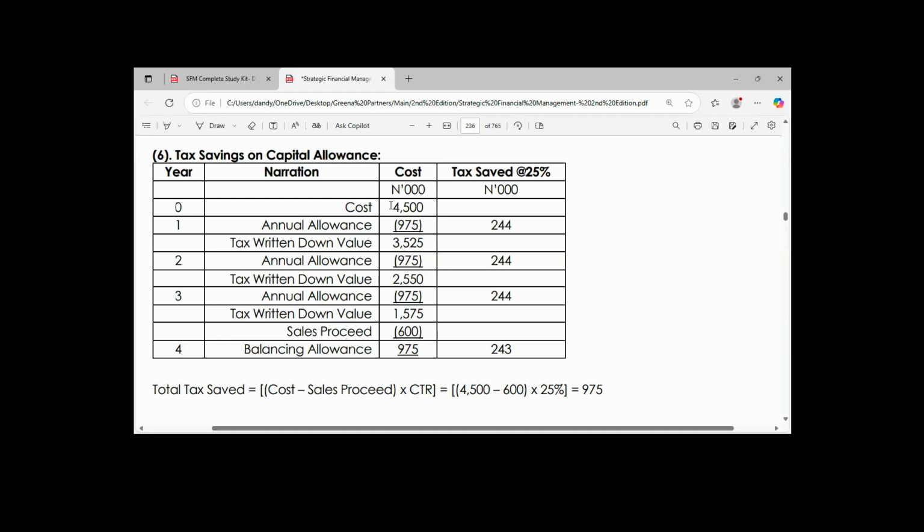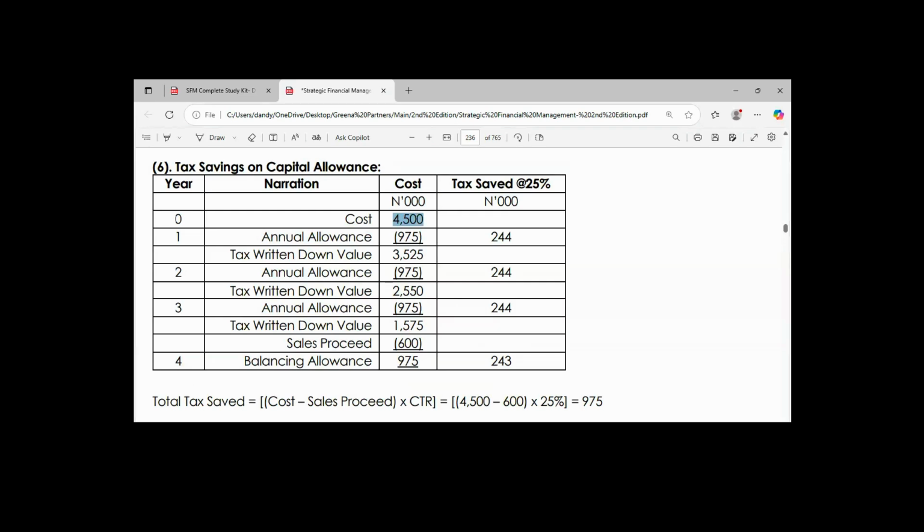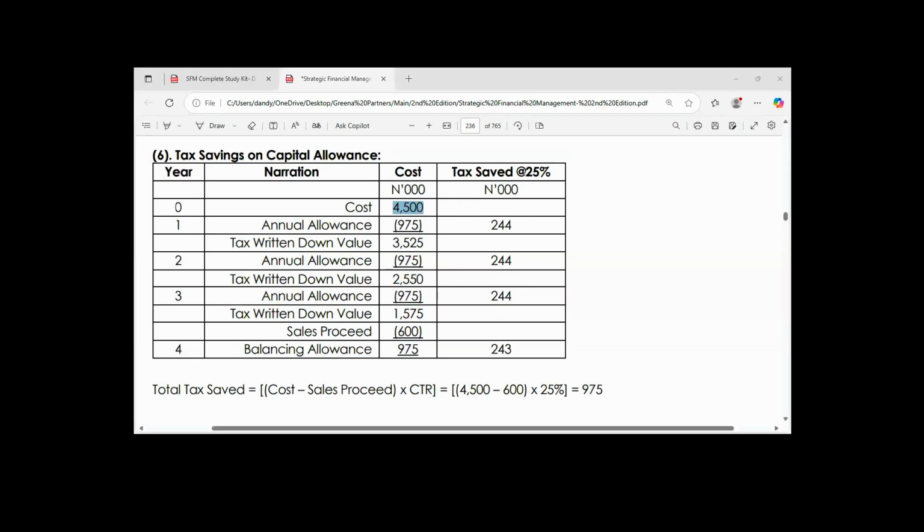So the cost of this plant and machinery is 4,500. The scrap value is 600,000. So let's do it together. So 4,500 minus 600, that will give us 3,900. So 3,900 divided by the useful life of 4 years, that's 975. That's 975,000 naira. So annual capital allowance is 975,000 naira.